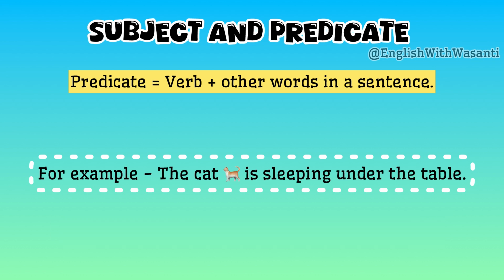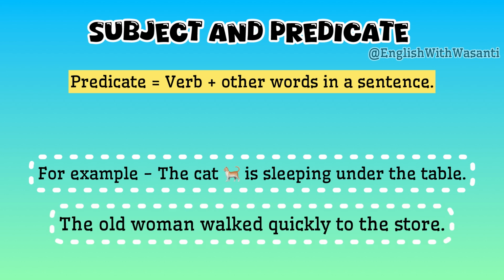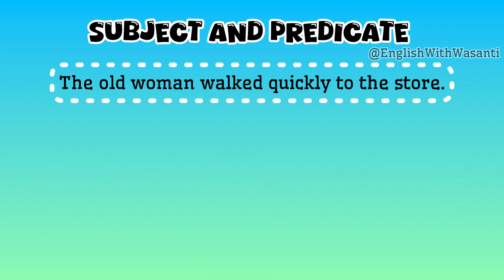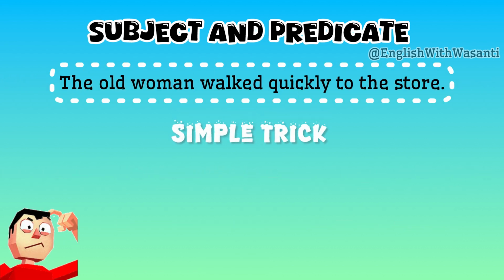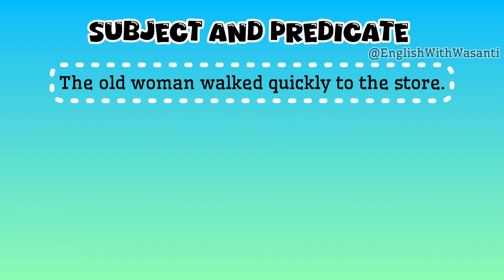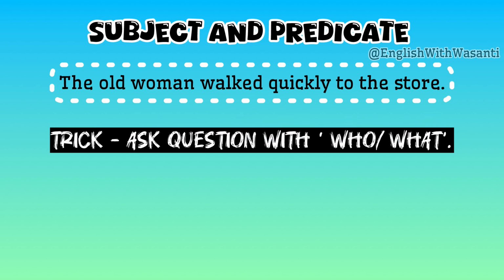Let's look at another example. The old woman walked quickly to the store. So in this particular example, the old woman is the subject of the sentence and walked quickly to the store is the predicate. It's so easy, no? I will share with you a simple trick. If you cannot identify the subject of a sentence, always ask a question with who or what, and if you get the answer, that's the subject of the sentence.